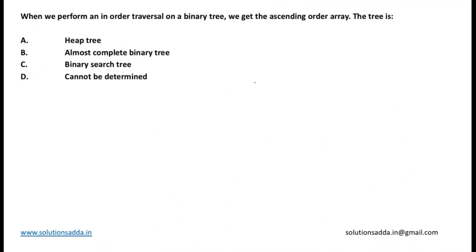This is a question from data structures. When we perform an in-order traversal on a binary tree, we get the ascending order array. The tree is: options are heap tree, binary search tree, almost complete binary tree, or cannot be determined. The correct answer for this question is binary search tree. Let us take a random binary search tree and perform the traversals.